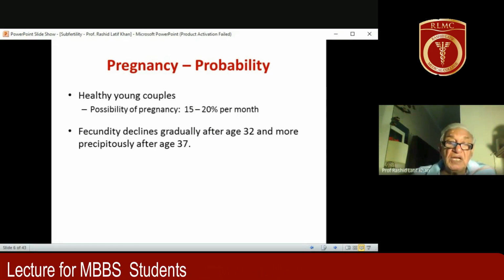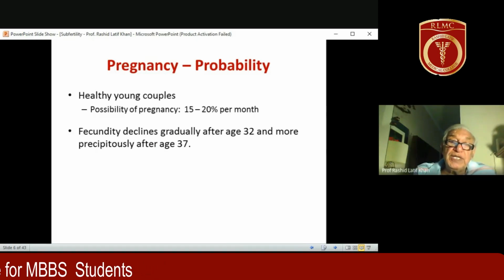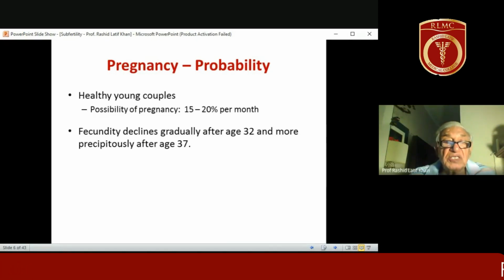That's why in England, those who seek help after 37 are refused, because they feel the chances of success are very low. So National Health patients are not provided help after 37 years of age.